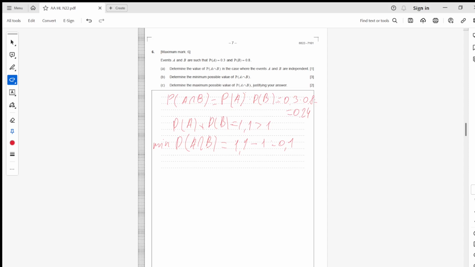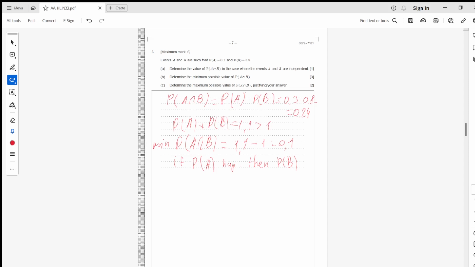And the third question asks us about the maximum possible value. So the easiest way to explain this is if event A happens, then event B also must happen. So the subset of A is contained in the subset of B.